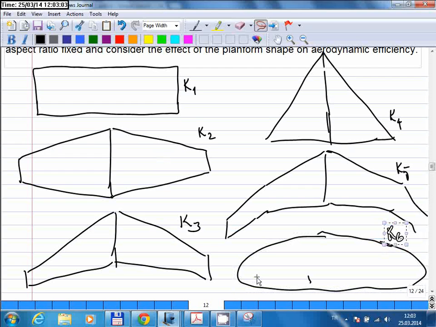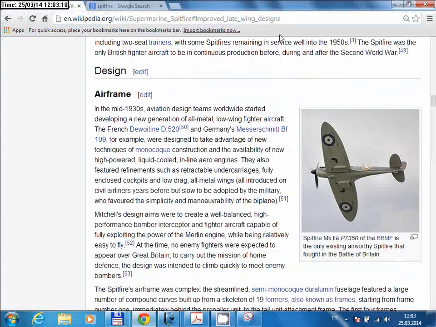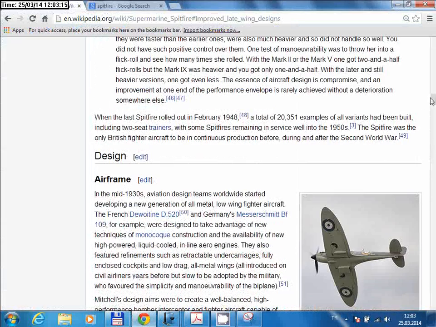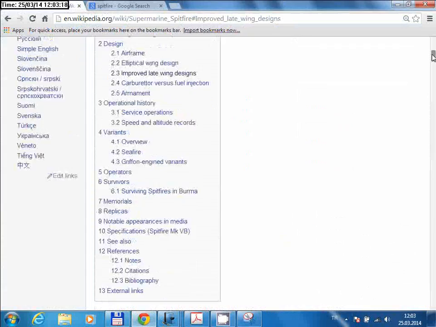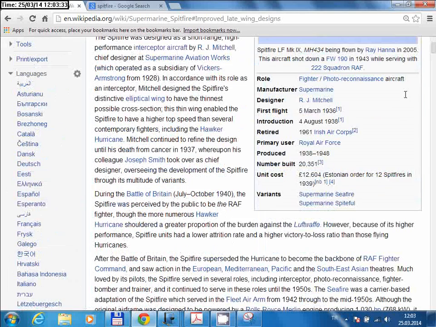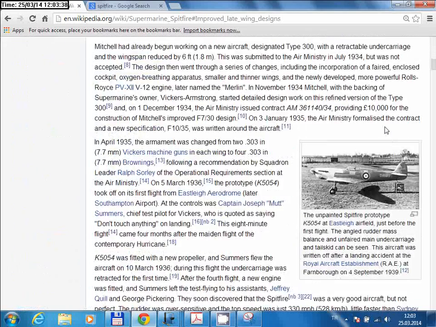In fact, this was known in World War II times, and the British aircraft Spitfire was designed with an elliptical wing design. I don't know if you heard of this aircraft before, but this is a legendary aircraft, and this was very successful in the Second World War. And the reason it was successful is it had much better performance than the opponent aircraft in the Second World War. And this performance difference is attributed to it having an elliptical wing design.